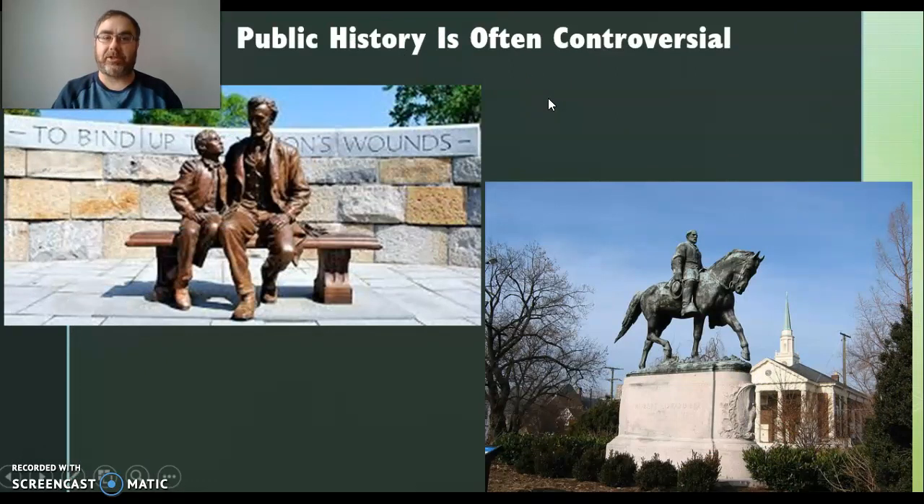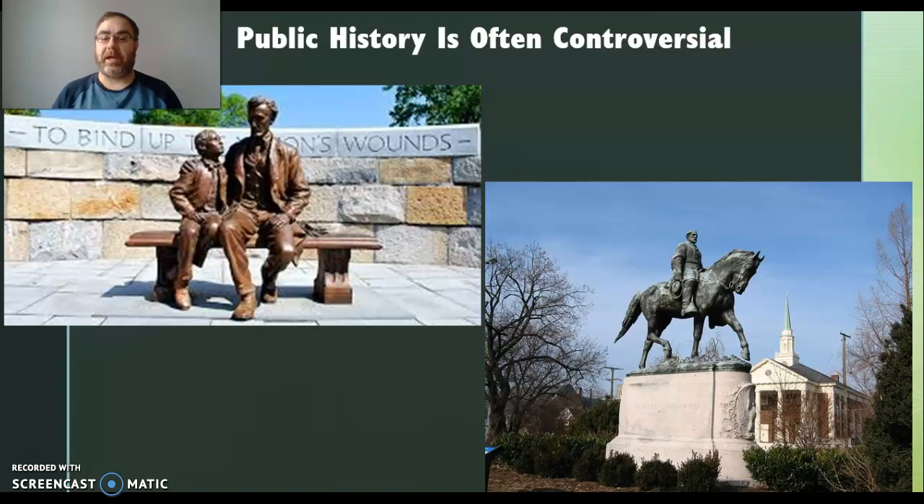Now, public history is sometimes controversial. Tomorrow we're actually going to focus on some controversies in public history surrounding these two monuments. Both of them have stirred up controversy in recent times. In the top left is a monument in Richmond, Virginia that shows Abraham Lincoln sitting on a bench with his son Tad to commemorate President Lincoln, and a trip he took with his son near the end of the American Civil War.